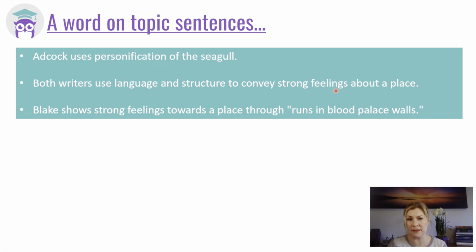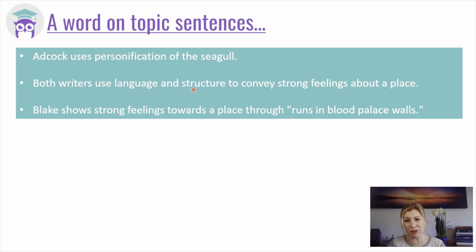This is one of my personal favourites of what not to do. Both writers, so that's good, comparison, use language and structure to convey strong feelings about a place. Now imagine that's obviously your question, isn't it? How do the writers present strong feelings about a place? So the problem here is this person hasn't been specific about what the strong feeling is. You need to actually identify what the feeling is for your topic sentence.